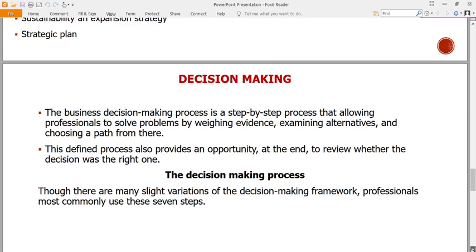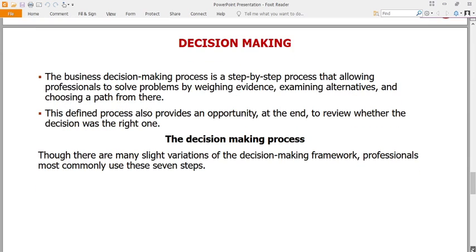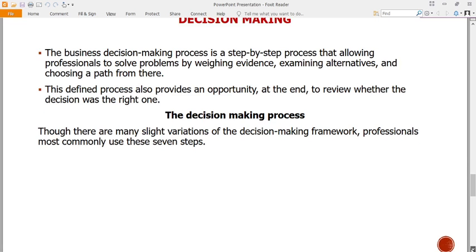So from planning, we are able to make decisions from an informed view. This is a step-by-step process that allows managers to solve problems by weighing evidence, because through planning, you're able to gather all the information, examine alternatives, and then choose what is best from all the alternatives you have. So it provides an opportunity to review the decision or whether the decision was right or wrong.